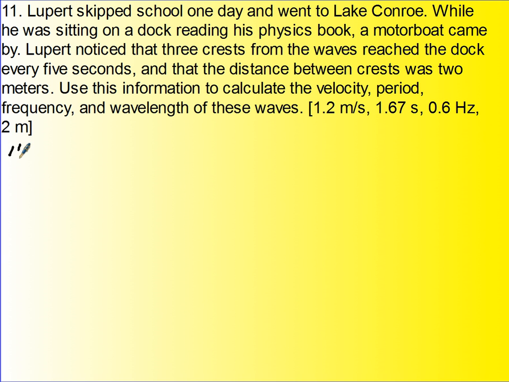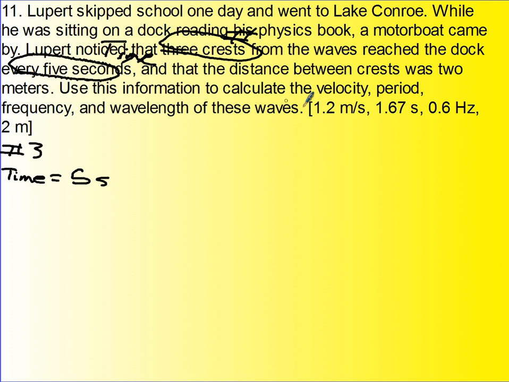So the number of crests is 3, and the total time is 5 seconds. Did you see how I read that? Every 5 seconds gives me 3 crests every 5 seconds. So this is the number, and this is my time. It's not my period, it's the time. And the distance between the crests was 2 meters, so that's the wavelength. Calculate the velocity, period, frequency, wavelength.